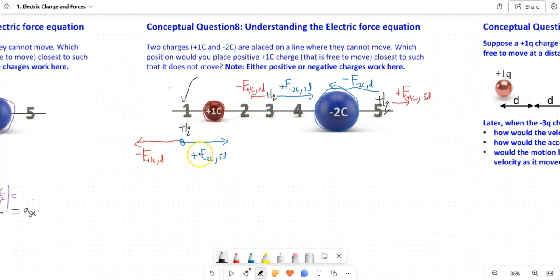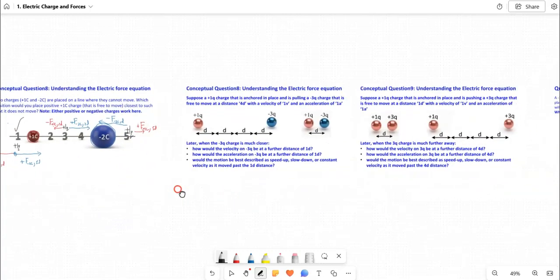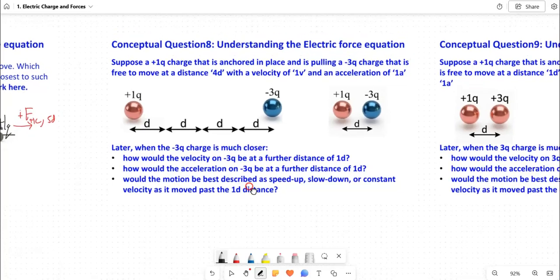Again, since these two forces would be about the same size in magnitude but opposite in direction, when you sum the forces, that'll be 0. So divide that by the mass of this positive 1 Coulomb charge, 1 Q charge, and that would also be 0. Okay? All right. Let's talk about the concept questions here.